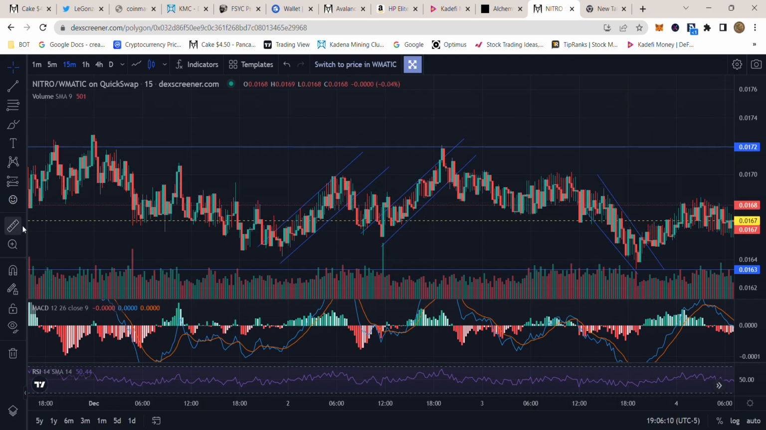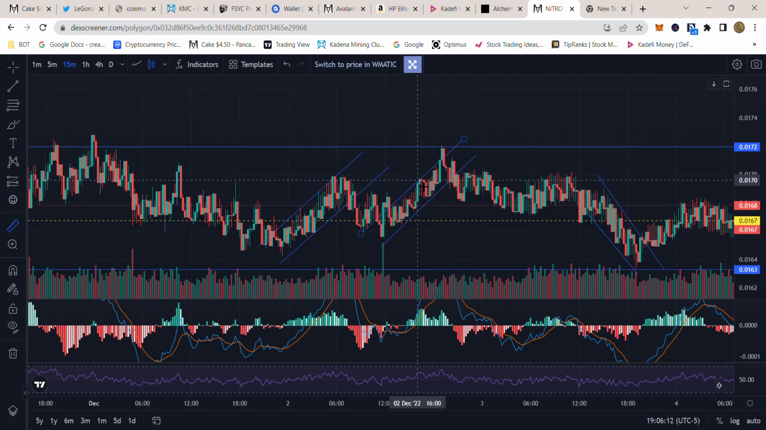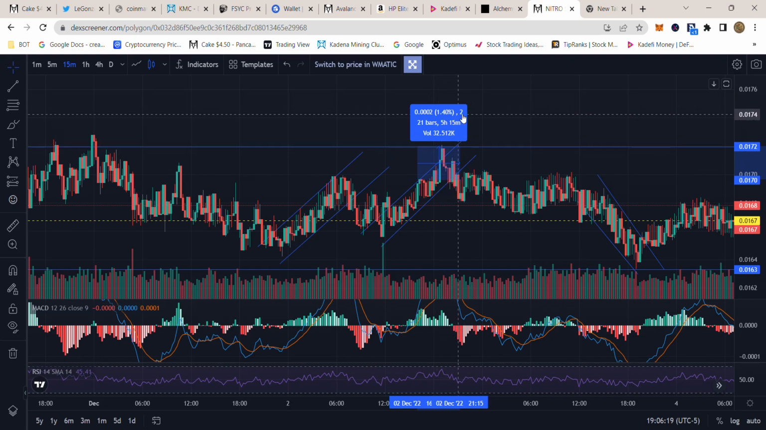A good point about this is if you know that you're just getting in, you're just getting home, you don't want to just turn the bot on and jump right into it. Because if you would have gotten in here, yeah, you would have made profit. You would have made about 1.4%.